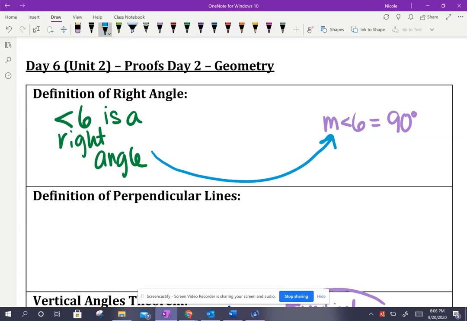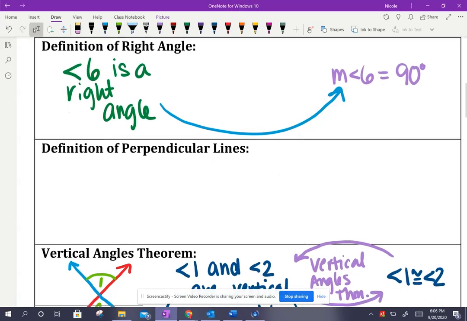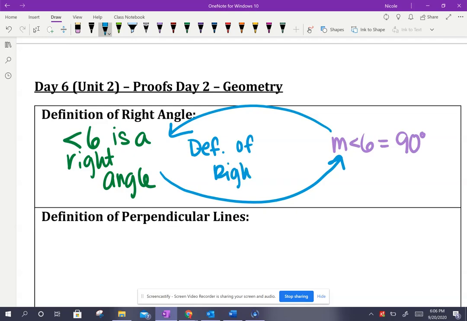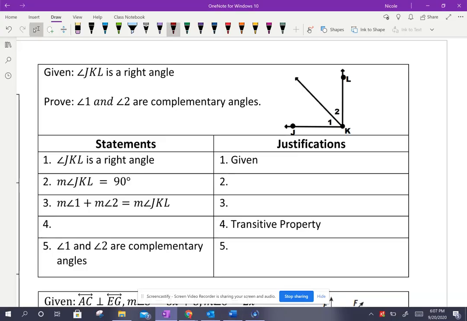Or because I have an angle that has a measure of 90 degrees, I can then say that it is a right angle. So that would be the definition. And you can use DEF of right angle. And this, as I said earlier, works both ways, which we appreciate. Those are real helpful. Works both ways.